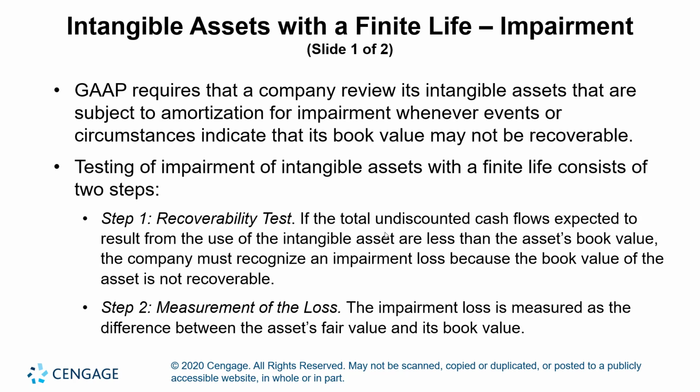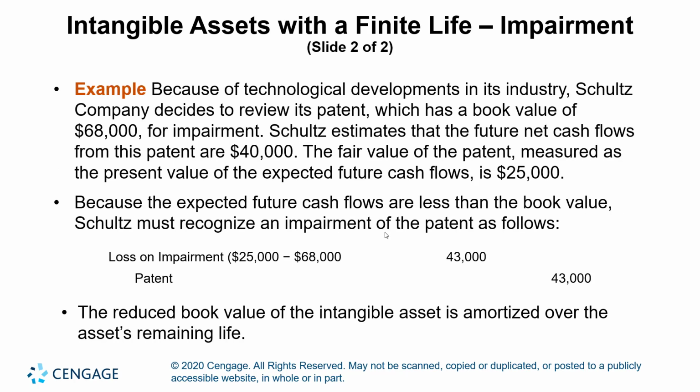Step 2, measurement of loss. The impairment loss is measured by the difference between the asset's fair value and book value. Here's an example. Because of technological developments in the industry, Schultz decides to review its patent, which has a book value of $68,000, for impairment. Schultz estimates the net future cash flows of this patent are $40,000. The fair value of the patent, measured at the present value of its expected future cash flow, is $25,000.